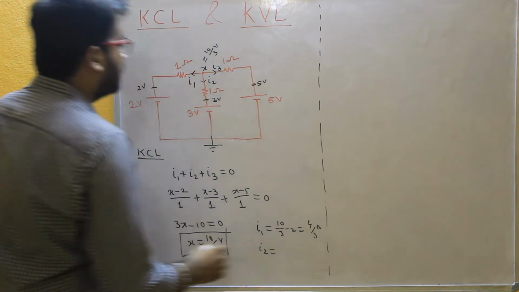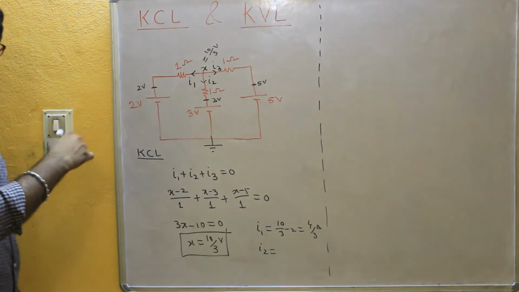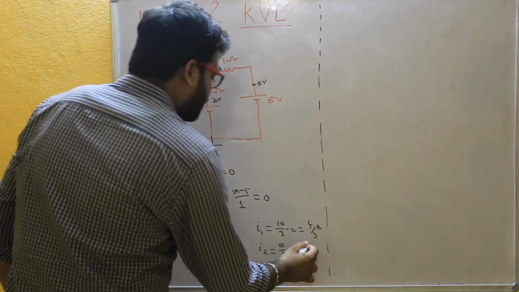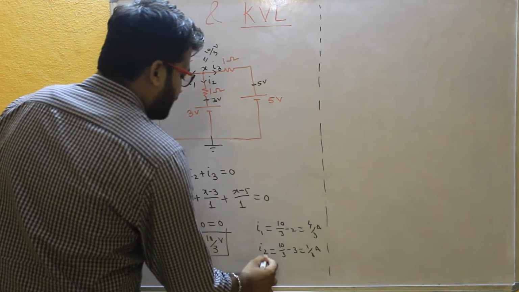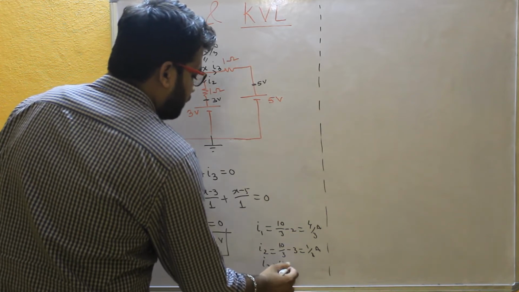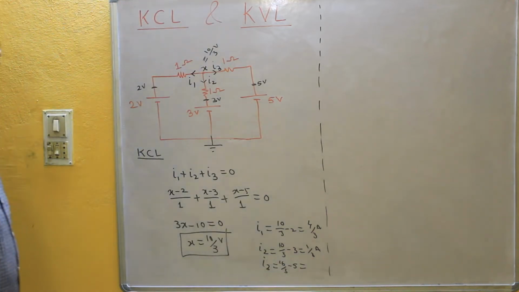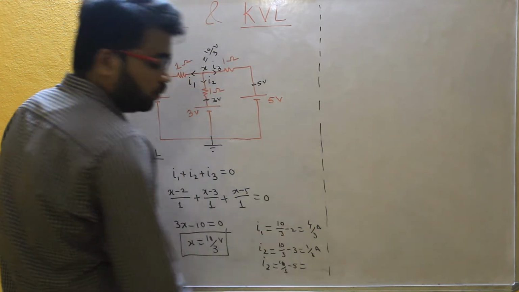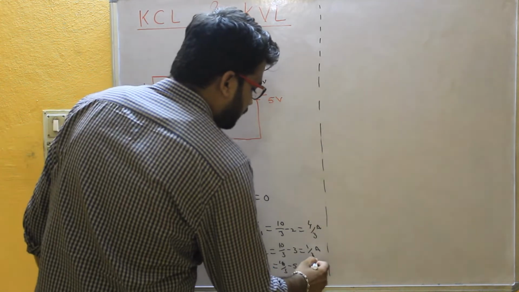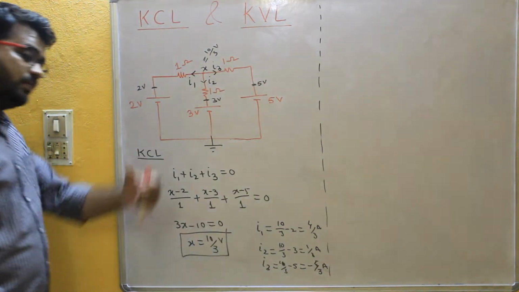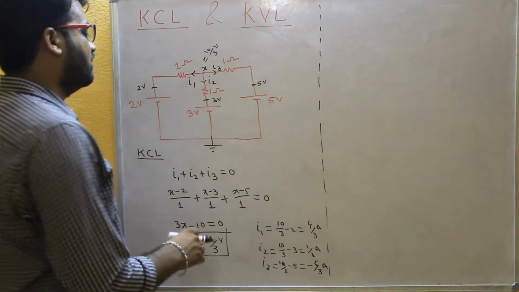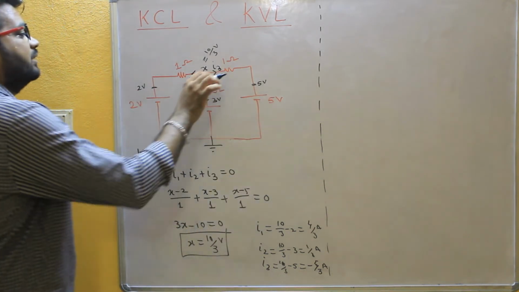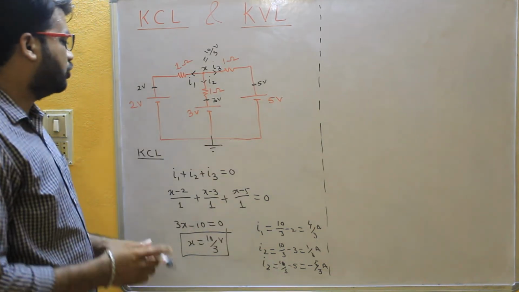I2 is 10 by 3 minus 3, that is equal to 1 by 3 ampere, isn't it? And I3 is 10 by 3 minus 5, that is equal to (10 minus 15) by 3, which is minus 5 by 3 ampere. And minus 5 by 3 represents that whatever direction we considered is wrong, it must be in the opposite direction. That means I3 is going in this way, not in this way. So this is by using Kirchhoff's current law.